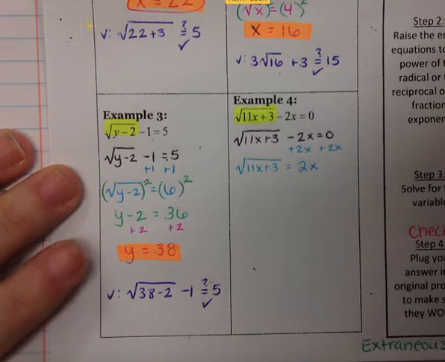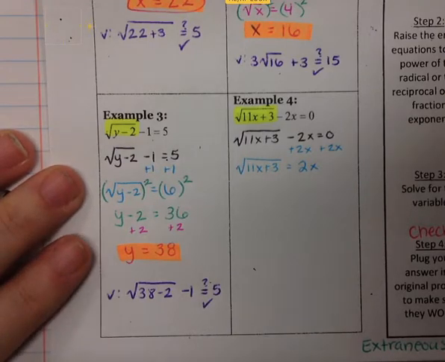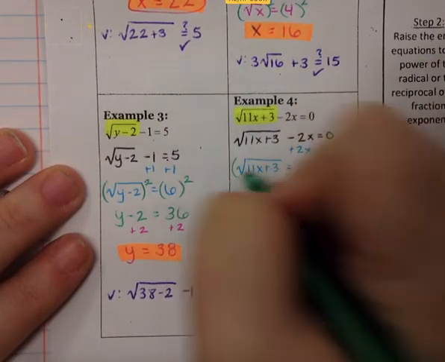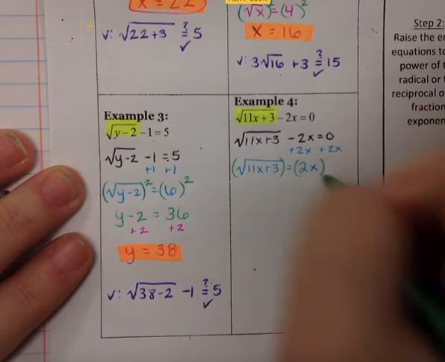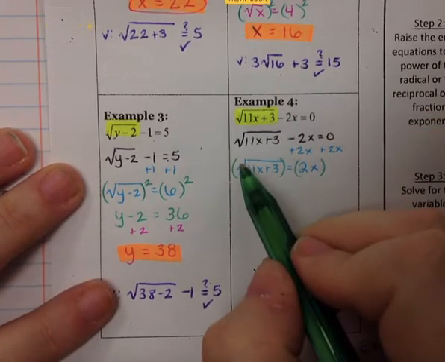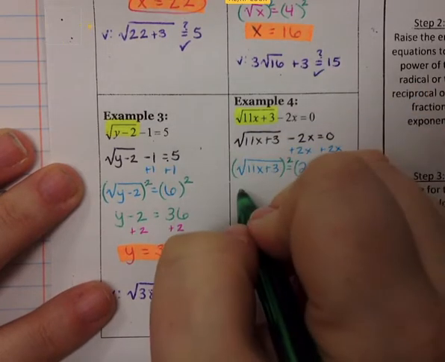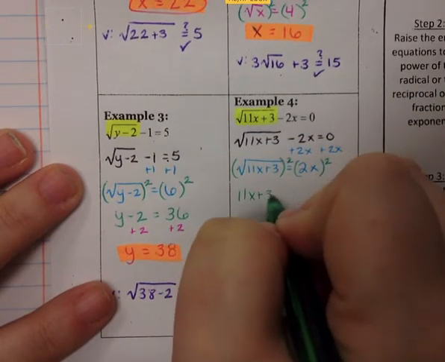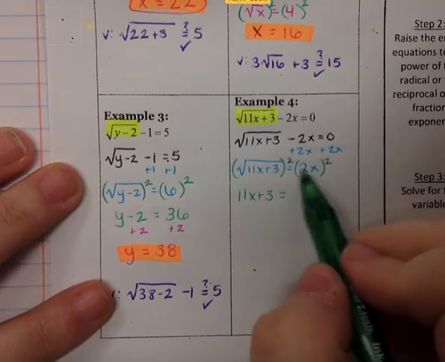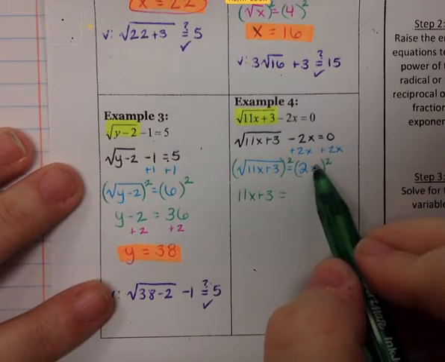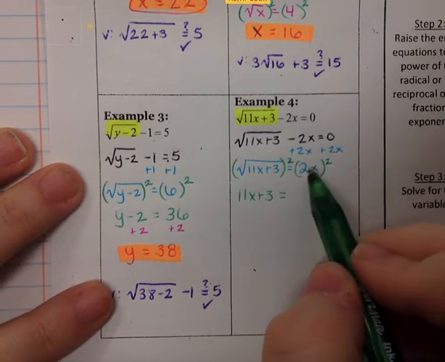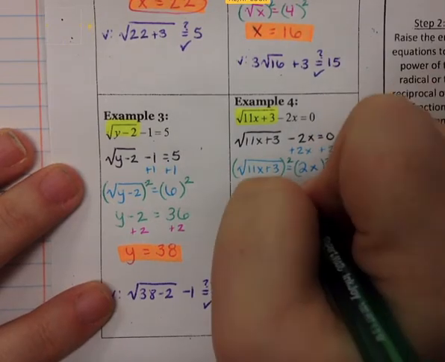The radical has been isolated. That means we can get rid of the radical by raising both sides to the power of the radical, so square it. So we're left with 11x plus 3 equals 2x squared, which is really 2x times 2x. So this is actually 4x squared.